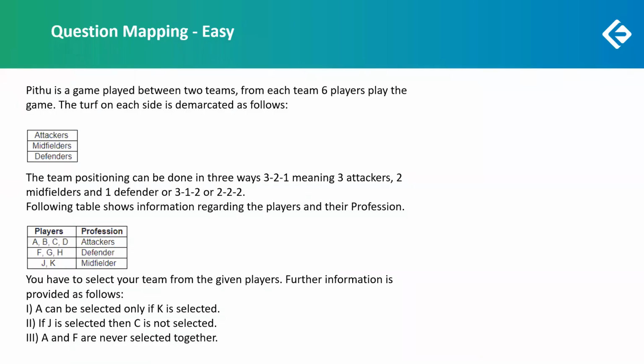Now the first easy set was a set on selection. There was a game played between 2 teams. From each team, 6 players had to be there. We had attackers, midfielders, defenders. Various formations were possible: 3-2-1, 3-1-2, 2-2-2. We had various players: A, B, C, D, F, G, H, J, and K. Some of them were attackers, some defenders, some midfielders. Various conditions were given. A can be selected only if K is selected, and so on. So here, first of all, we had to take a look at the questions.